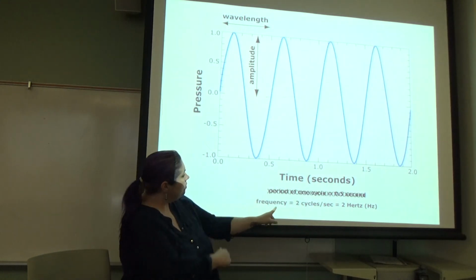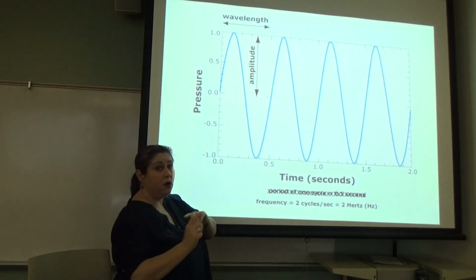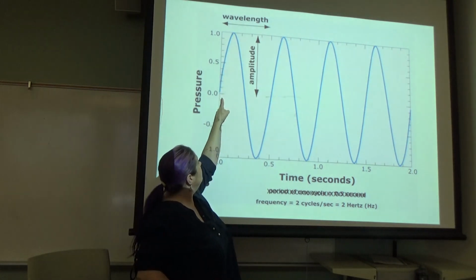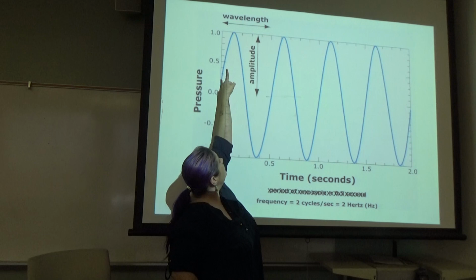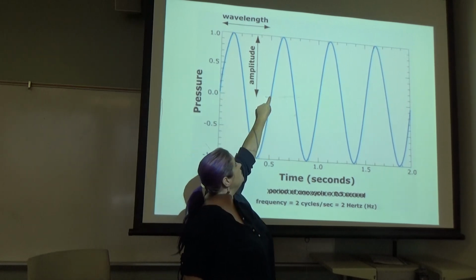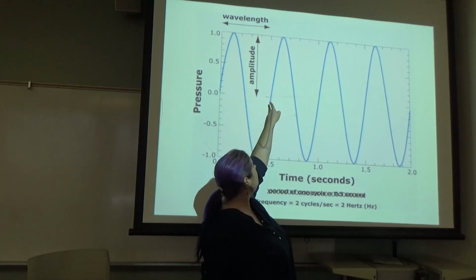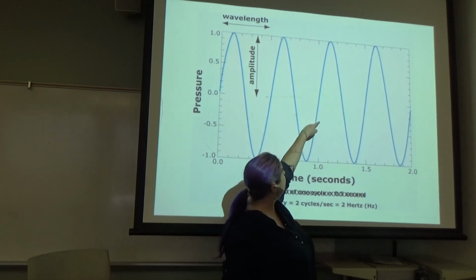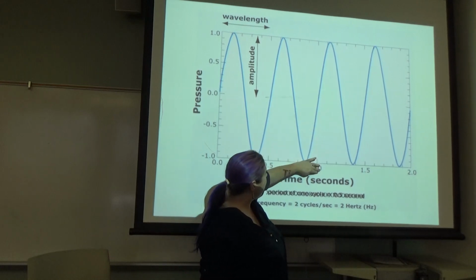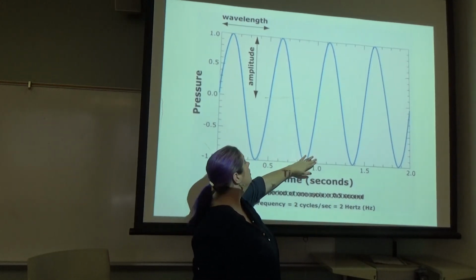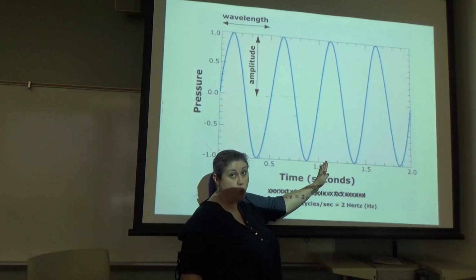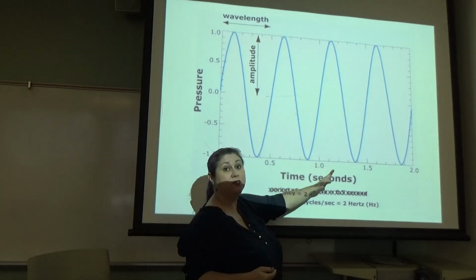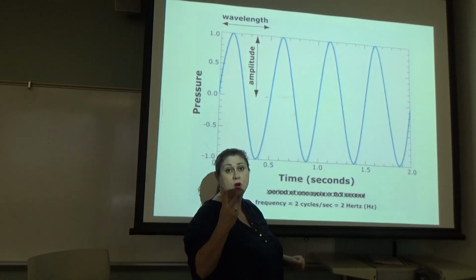Okay, so right here on this diagram, you see one wave goes from the middle to the top to the bottom and then back to the middle. And then a second wave goes from the middle to the top to the bottom and back to the middle. And that's happening in 1 second. 2 waves in 1 second is 2 hertz.